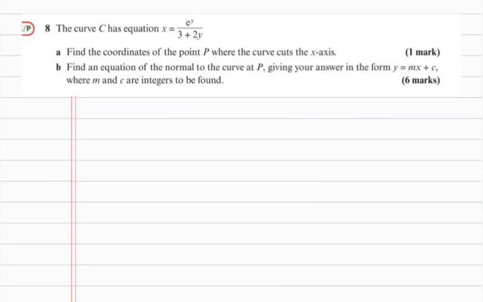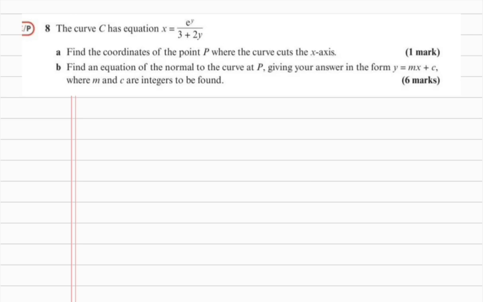Hi everyone, this video is on question 8 from exercise 1D of Pure 2, which is on quotient rule. This is an interesting question because if you look at the function that you're given, it's slightly different to the usual type of functions that we have in differentiation questions. So let's get started and see what we can do.